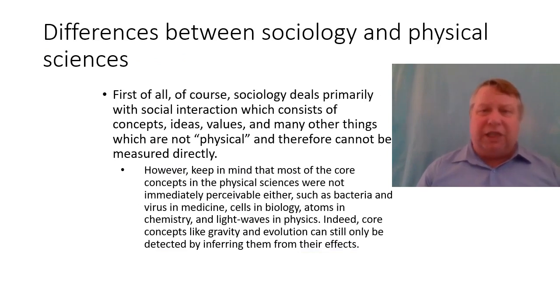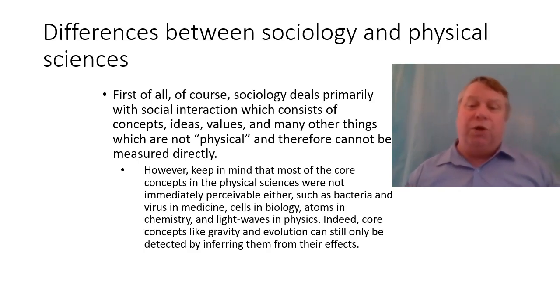So, sociology is obviously different from other physical sciences. We in sociology deal with social interaction, which consists of concepts, ideas, values, many other things which are not physical. Therefore, they can't be measured directly. Think about many of the most important things in life: love, hate. How do you see love? You can't see love. You can see manifestations or indications of love, perhaps, but they might be indications of something else. Somebody might bring you many flowers. Do they love you, or do they just want your attention, or they want something else from you?